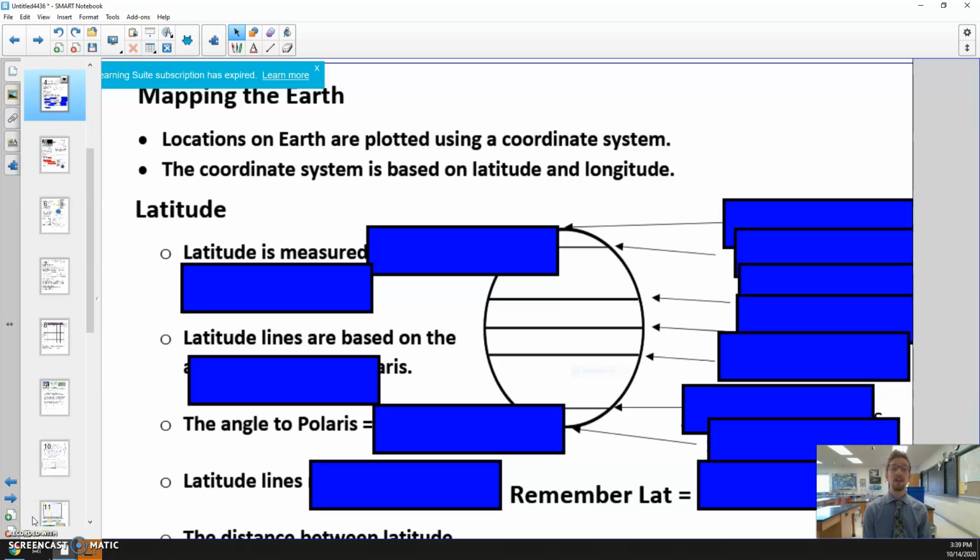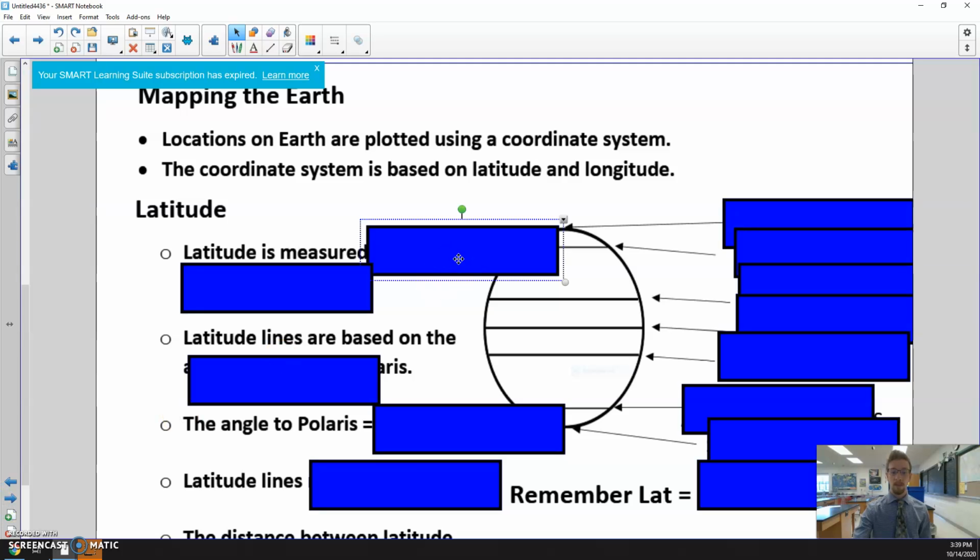Hi, so here are the mapping the Earth notes. So this is the top of page 4. So when we map the Earth, we use latitude and longitude. That's called a coordinate system, which is just a system of numbers. Think like Battleship, it's got numbers and letters, while on Earth we've got latitude and longitude to plot locations.